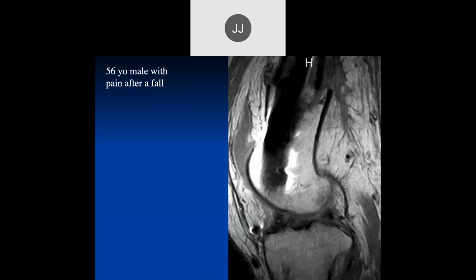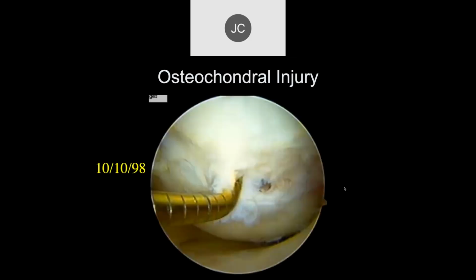All right, so we have a 56-year-old male with pain after a fall. There's a lot of susceptibility artifact. It looks like there's a fracture through the distal femoral diaphysis. So this is an acute fracture in someone who has an intramedullary rod from a previous fracture higher up. Okay. So we can look at some chronic injuries now.